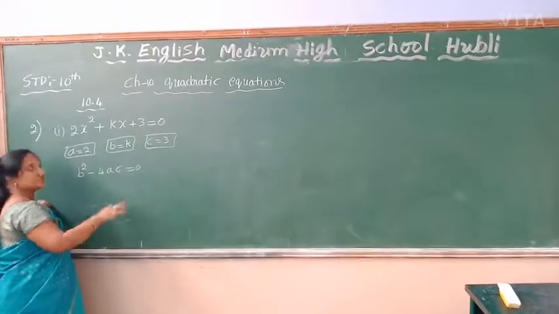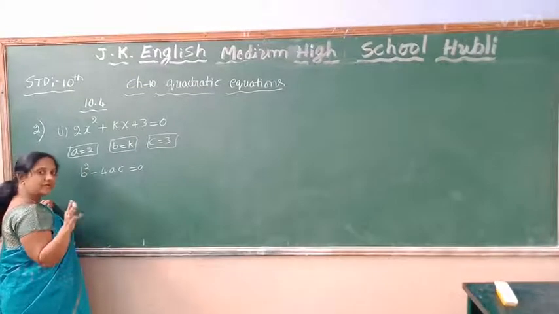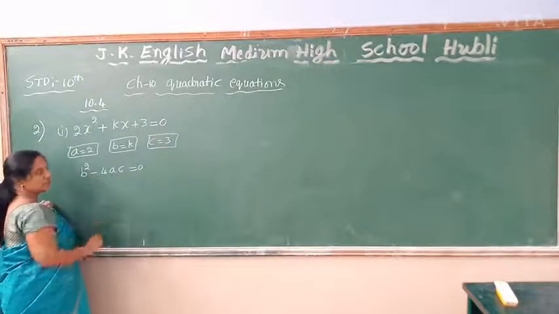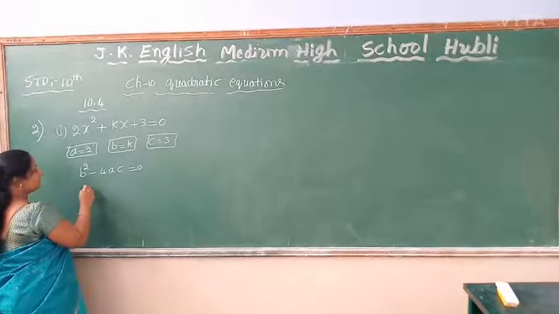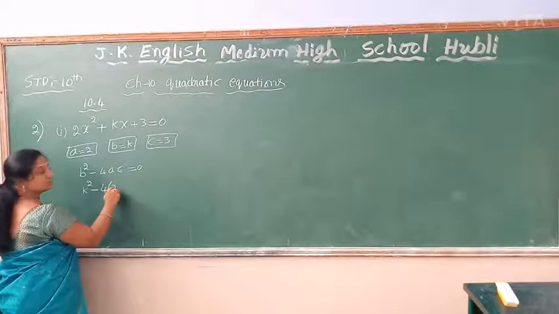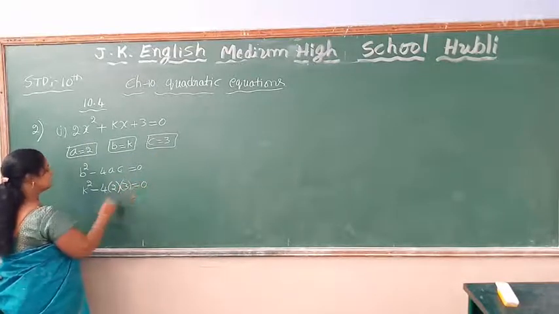Why have I taken this? They have mentioned in the heading that these quadratic equations have two equal real roots. So the condition should satisfy 0. It should be equal to 0. B value is k square minus 4, A value is 2, substitute, C value is 3, substitute. This is equal to 0.